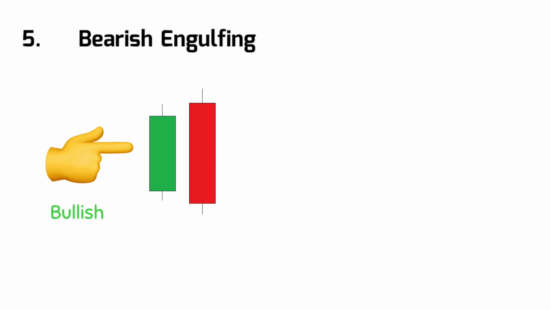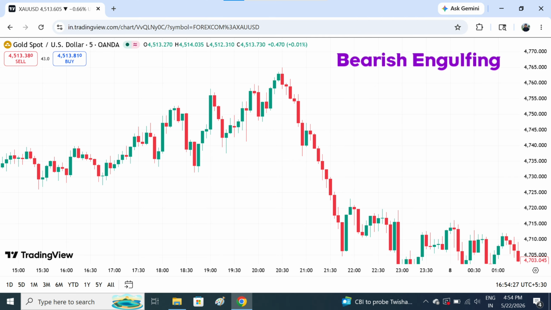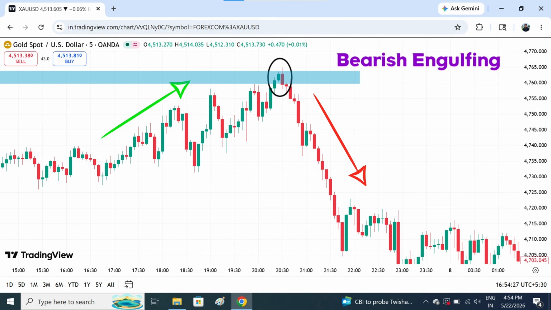In this, the first candle is bullish and the second candle is bearish. Here, the bearish candle completely covers the bullish candle, which shows that the control of buyers has now been taken over by the sellers. This pattern generally forms after an uptrend, and if it forms near an important resistance, it can reverse the price and bring it down. Therefore, we get a selling opportunity here.